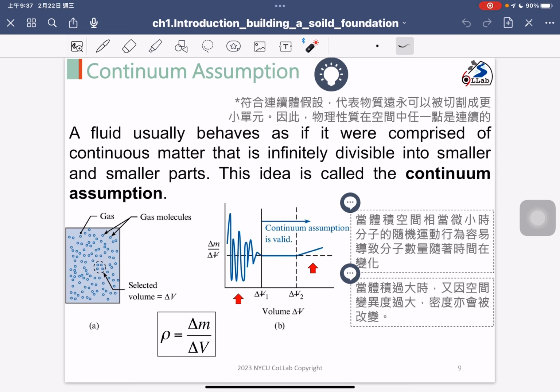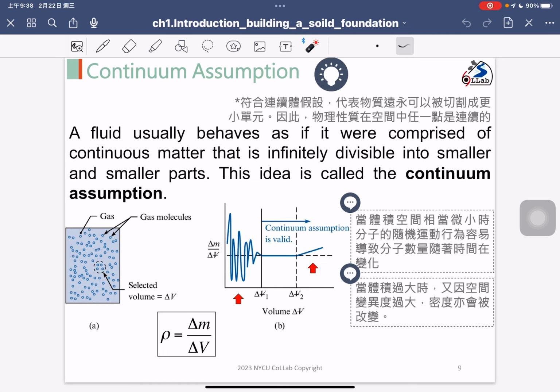Some people will say, okay, in future I just capture a big volume, and I can measure the physical properties, and the physical property can represent all the material I have. But in case your volume is too large, you will see some incorrect physical property measurements. So that means if you would like to satisfy the continuum assumption, you can only use a certain volume range. If you are smaller than delta V1 or larger than delta V2, it does not satisfy the continuum assumption.